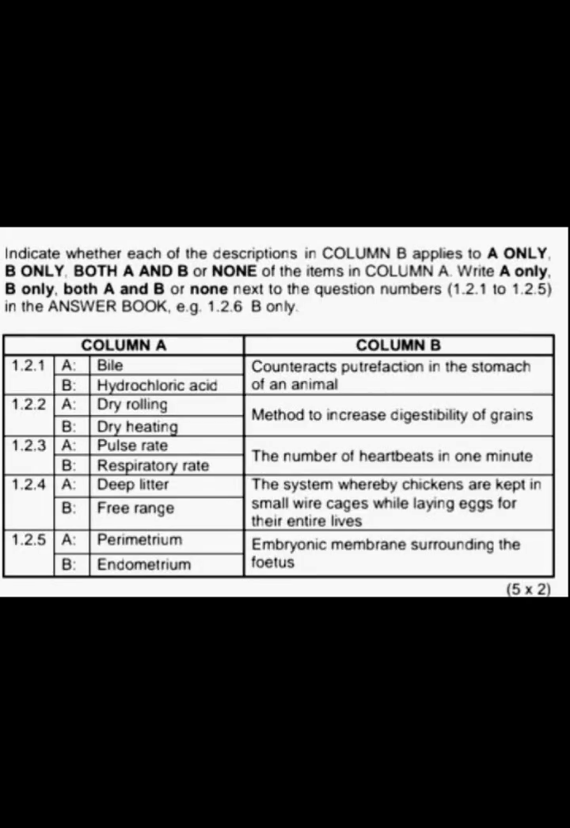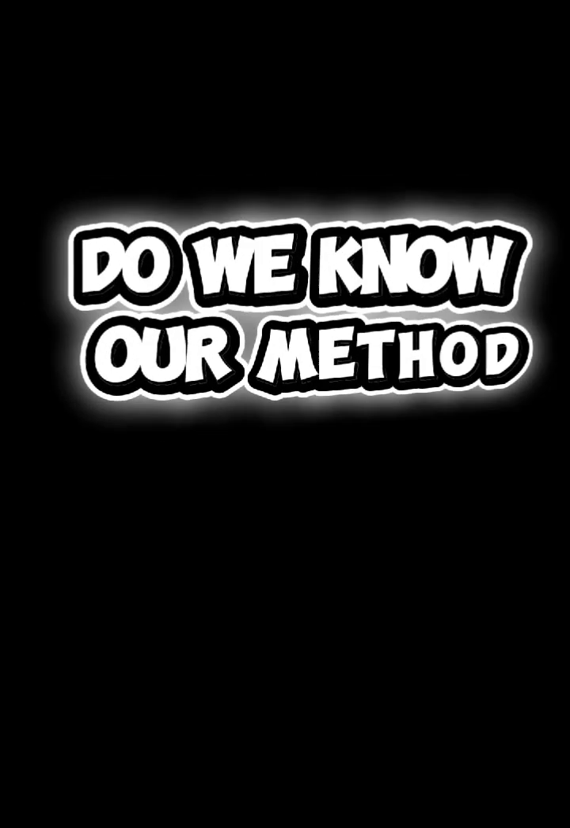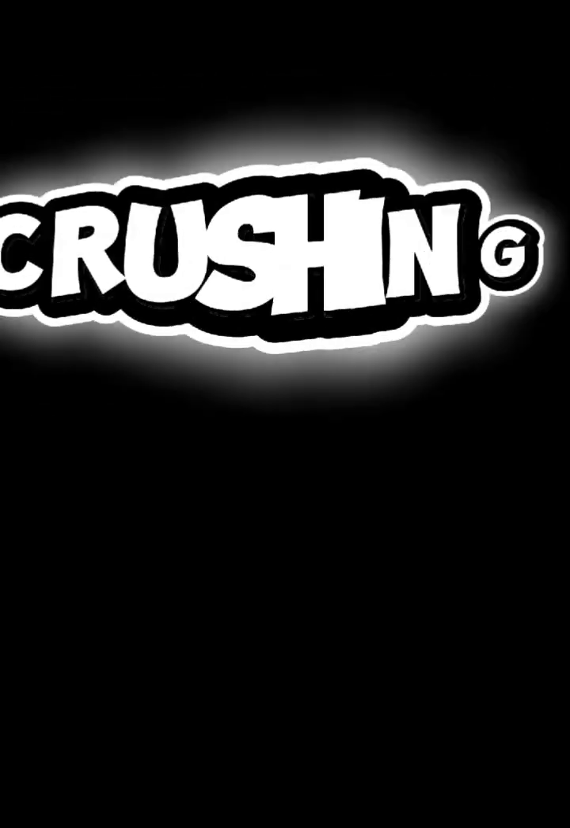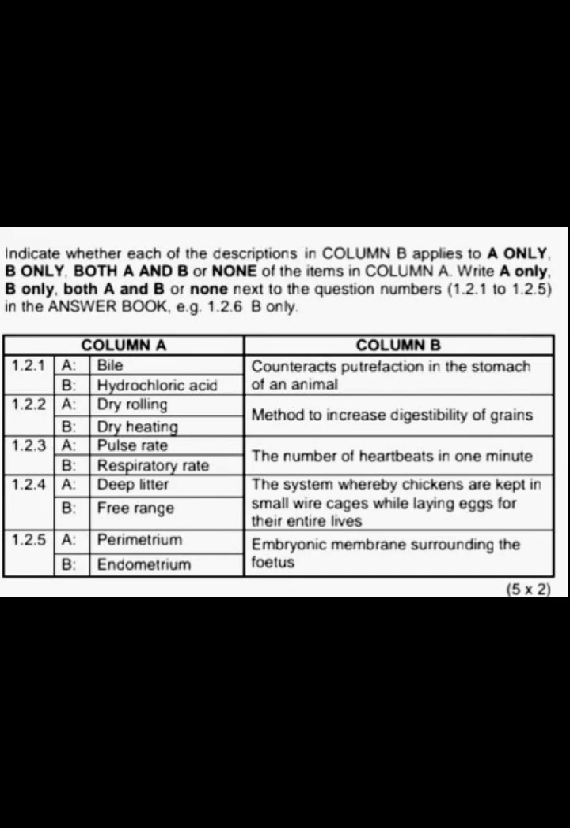So let's go to the next one. It says method to increase digestibility of grains. Do we know our methods of increasing digestibility? Let us name them: grinding, boiling, crushing, rolling, roasting, pelleting. If we know these, we'll be able to answer this. They are all in here: dry heating, dry rolling. So it's both A and B. We get our marks home.